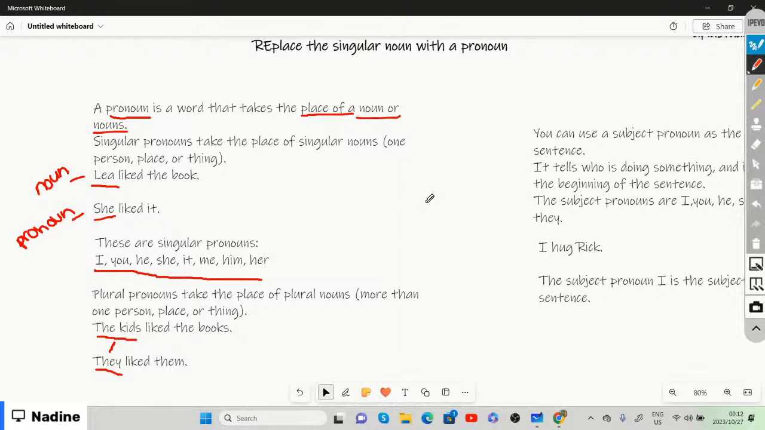So that is us identifying pronouns. We say that we have singular pronouns and we also have plural pronouns. Singular pronouns refer to one person, place, or thing, and plural pronouns refer to more than one person, place, or thing.